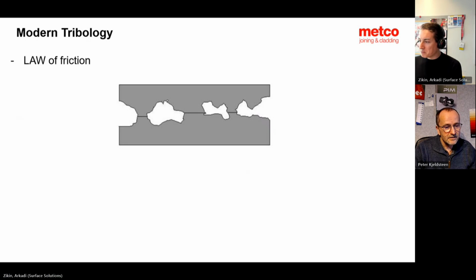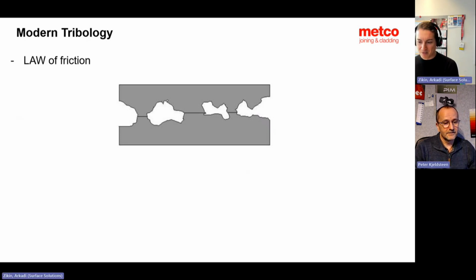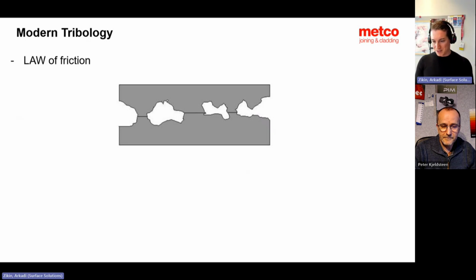Before we continue, what do you see in this picture? This is actually a very simple explanation of the law of friction. I see two different components against each other, where the contact point, the contact surface area, is reduced to very low areas because maybe there have been some corrosion attacks around it. What you explain is very good. However, this is not necessarily caused by corrosion.